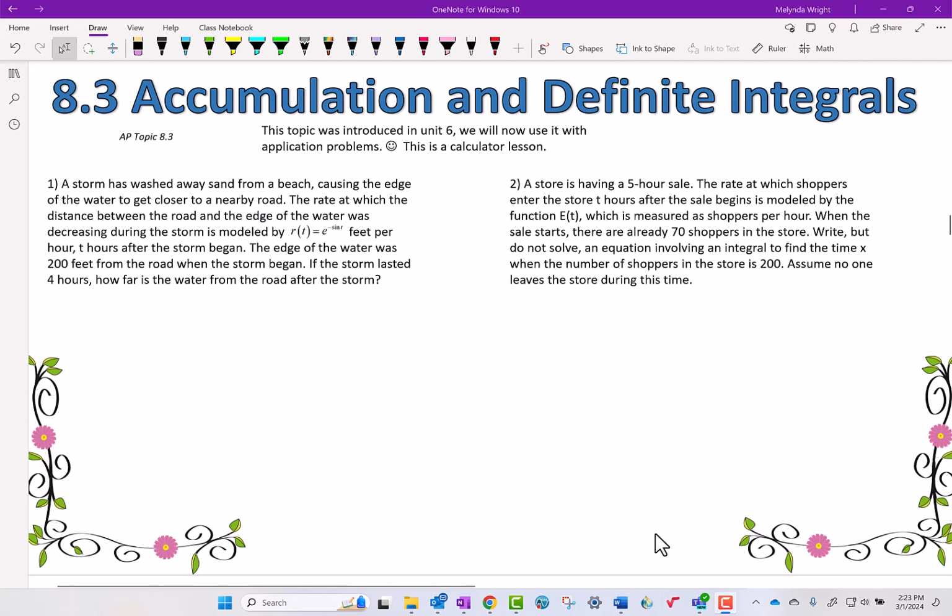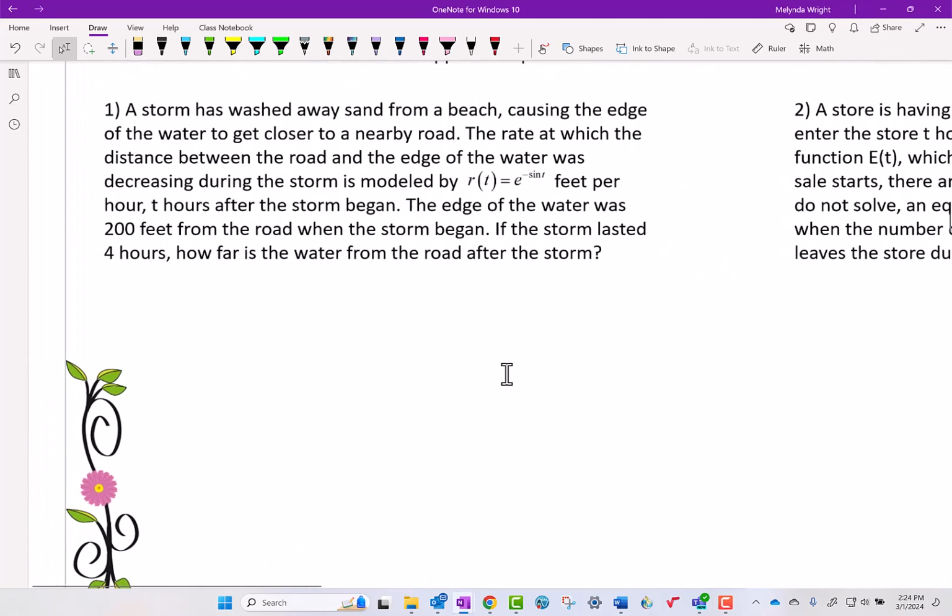All right, let's take a look at our lesson for today. So today we are revisiting accumulation and definite integrals. We looked at accumulation actually in general back in Unit 6, but we're going to keep working with it, specifically with the calculator. So let's focus on our first question.